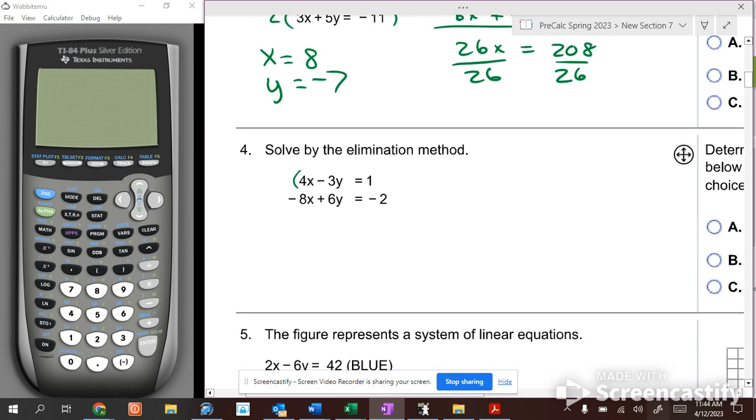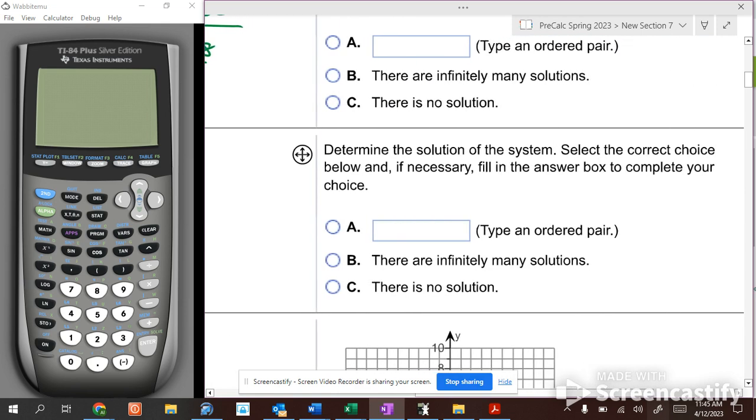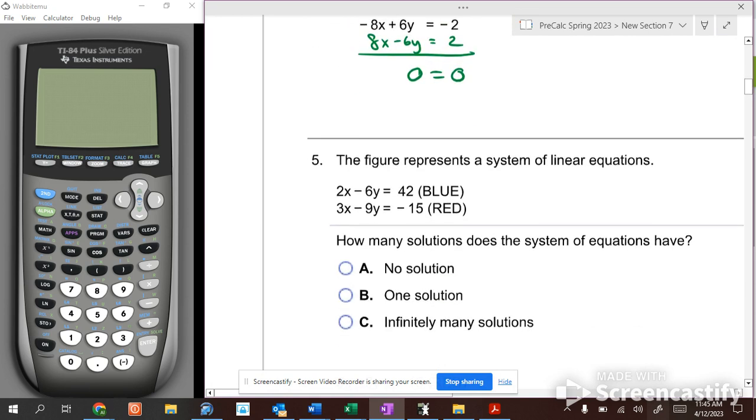Elimination. If we multiply the top row by a 2, we get 8x minus 6y equals 2. If we add these two columns, we get 0 equals 0. If 0 equals 0, what do we have? Infinite solutions. If 0 equals a different number, like 0 equals 8 or 0 equals 4, then there's no solution. Okay?